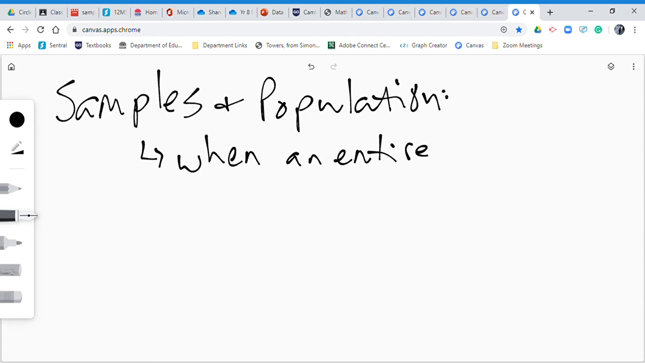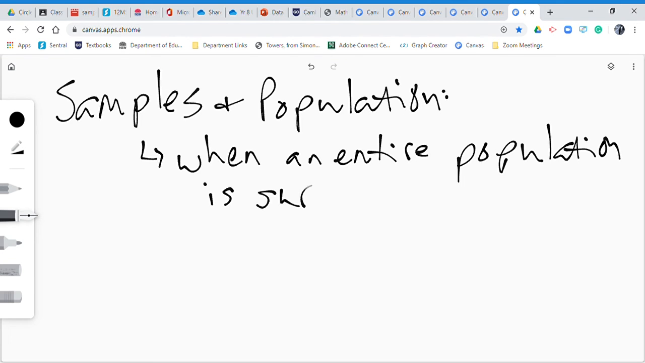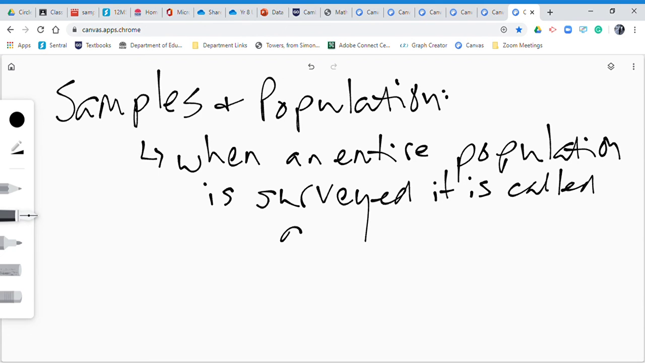When an entire population is surveyed, so we were surveying the population of Canada. We could do a survey of the entire population of students who attend Orange High School, and that would be a census of Orange High School, for example. That'd be another example. When an entire population is surveyed, it is called a census.